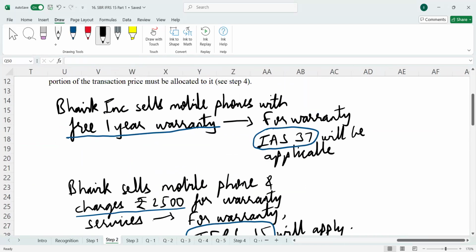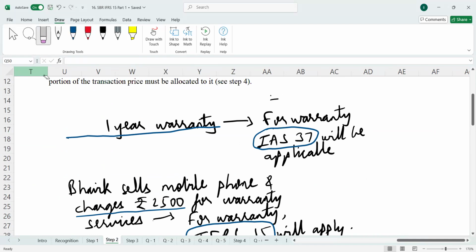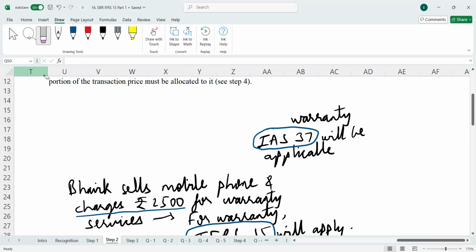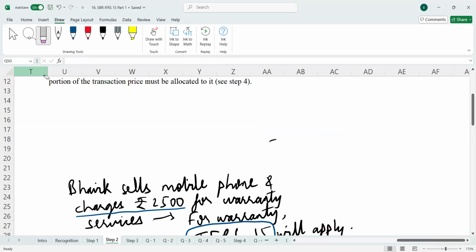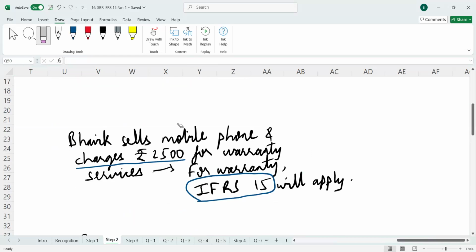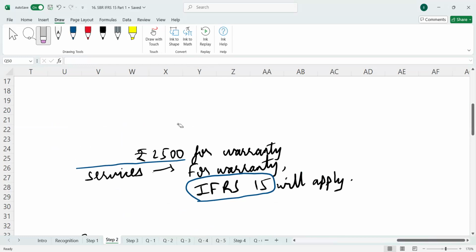Now, talking about warranty services, are you an Apple user? Tell me what happens in case of warranty. What does Apple tell you about warranty when you buy a mobile phone? You can get it replaced.